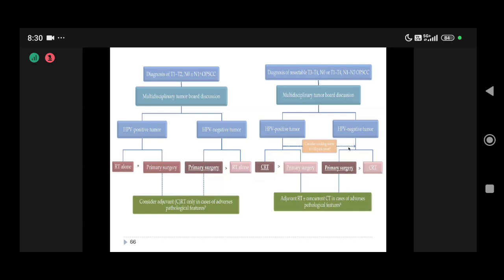But these are again under trial settings. These are not sacrosanct guidelines. Again, you will have to take these patients stage based and individual based.